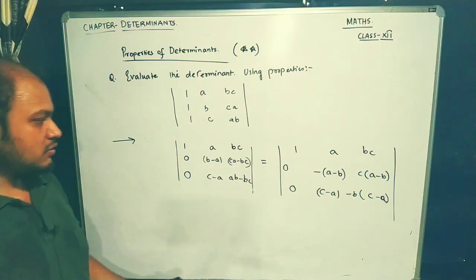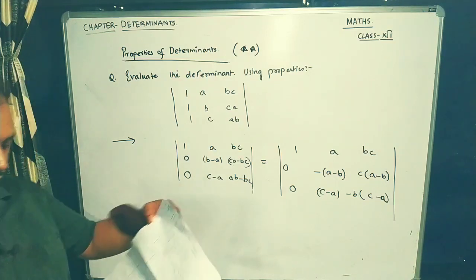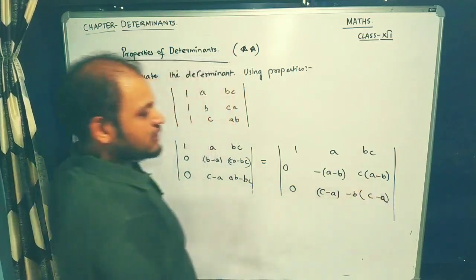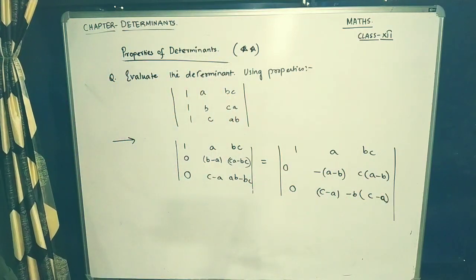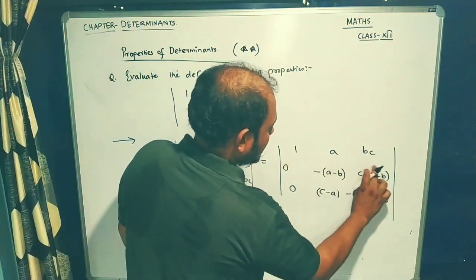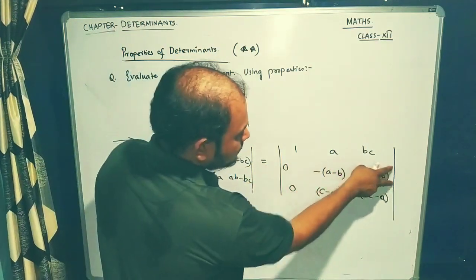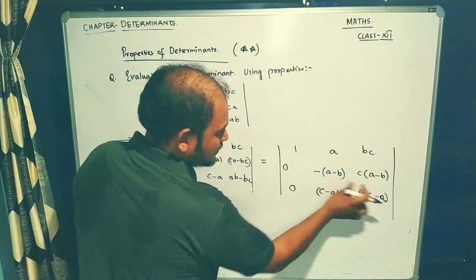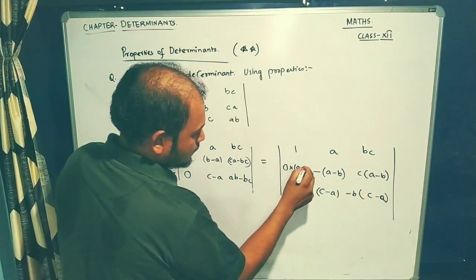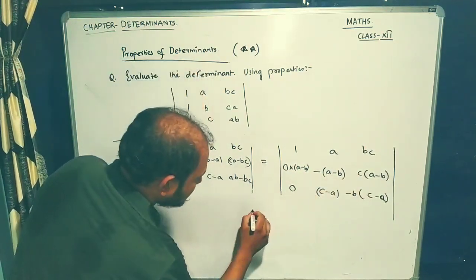Now can you use property number 4? Take a good look at property number 4, which says that if any row or any column gets multiplied by a number, it is as if you are multiplying the entire determinant. So in this row, take a good look at this row. Can you see any common factor in this row? Yes, the common factor is A minus B. Here you have A minus B, that means 0 into A minus B, that is 0. So A minus B, A minus B, A minus B. So take A minus B outside.